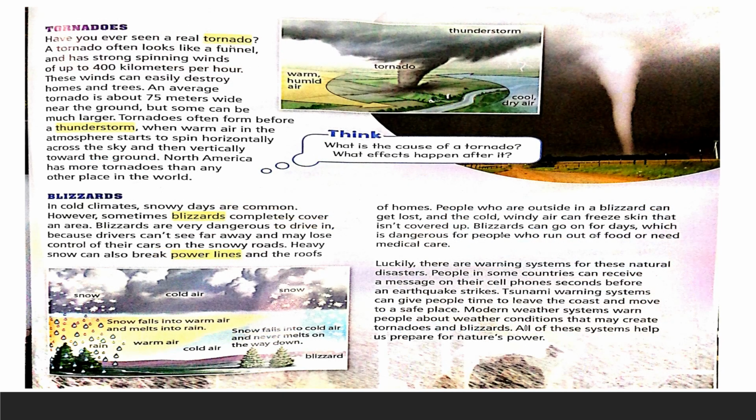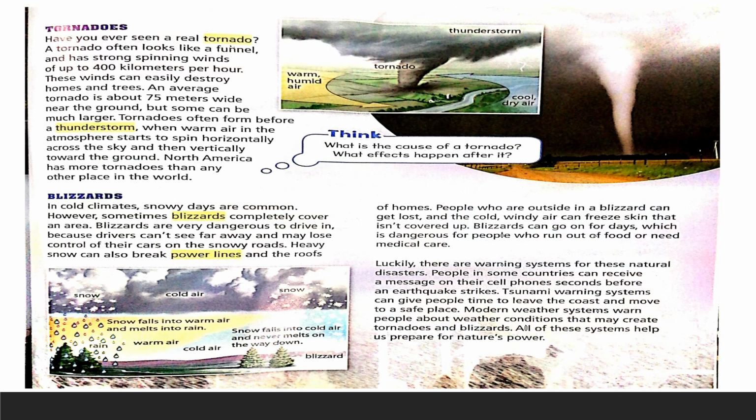Tornadoes. Have you ever seen a real tornado? A tornado often looks like a funnel and has strong spinning winds of up to 400 kilometers per hour. These winds can easily destroy homes and trees. An average tornado is about 75 meters wide near the ground, but some can be much larger. Tornadoes often form before a thunderstorm, when warm air in the atmosphere starts to spin horizontally across the sky and then vertically toward the ground. North America has more tornadoes than any other place in the world.